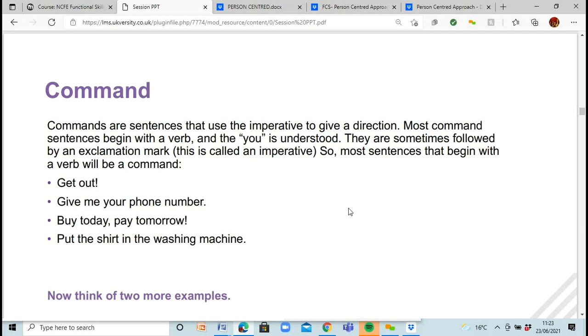Wash your hands. Yeah. I'm always saying to my daughter, put your mask on whenever we're in shops, because she hates putting it on. So these little things that you're using on a daily basis, you'll know that they're a command. You're telling someone something to do. You're giving them a direction.